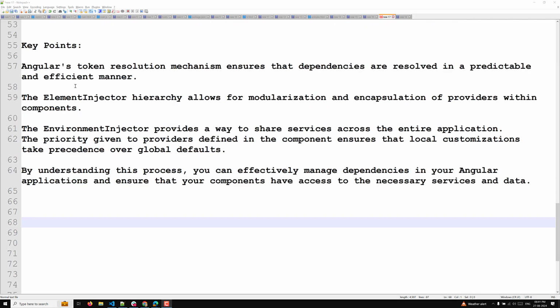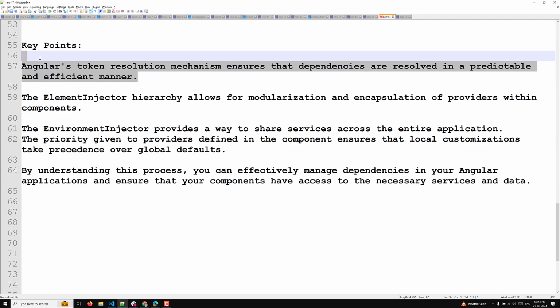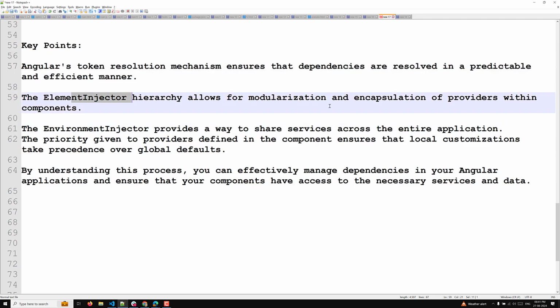The key points in this video to understand are: the Angular token resolution mechanism ensures that dependencies are resolved in a predictable and efficient manner. The element injector hierarchy allows for modularization and encapsulation of providers within the components. The environment injector provides a way to share services across the entire application. The priority given to the providers defined in the component ensures that local customization takes precedence over global defaults. By understanding this process, you can effectively manage dependencies in your Angular application and ensure that your components have access to the necessary services and data.